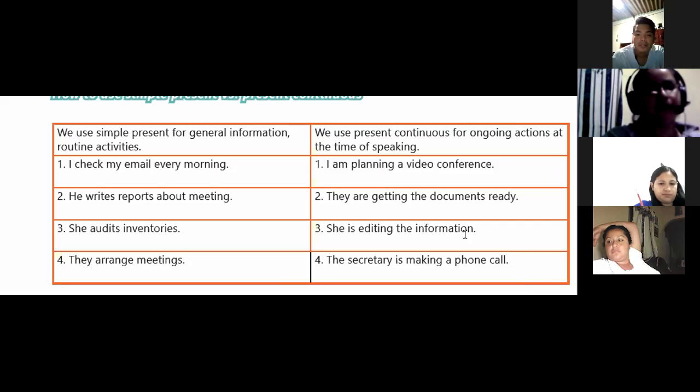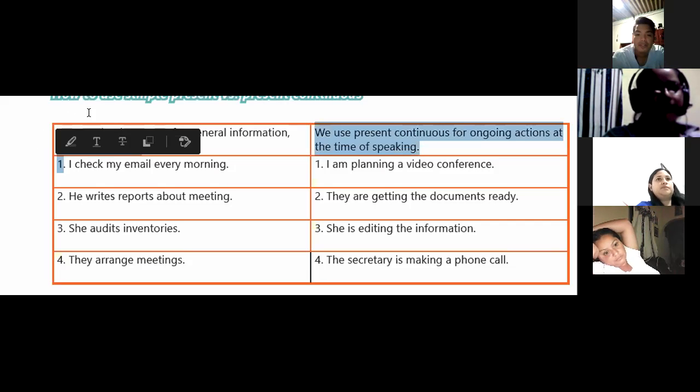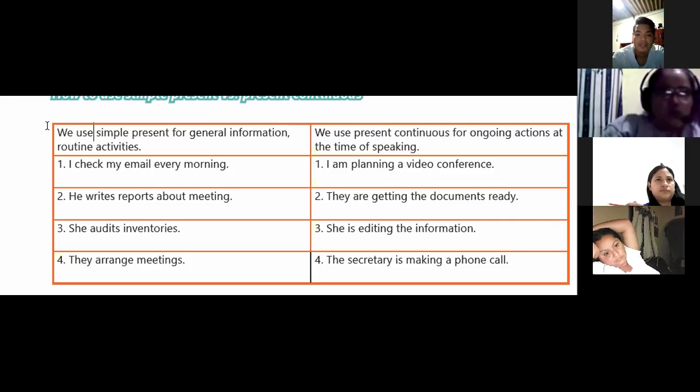Marco, could you please read this side? We use simple present for general information, routine activities. Can you read the examples? I check my email every morning. Number two, he writes reports about meetings. Number three, she audits inventories. Number four, they arrange meetings. Okay, meetings. Thank you very much.